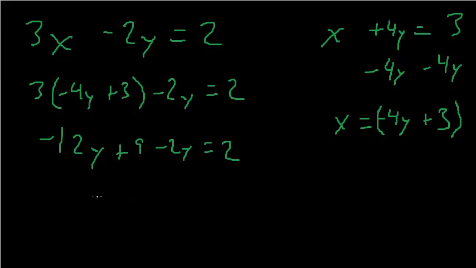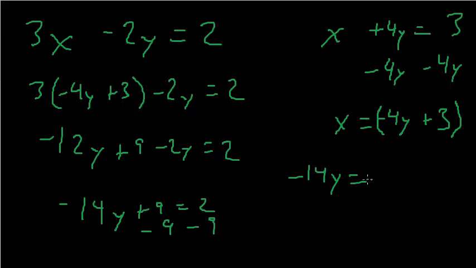I can combine my like terms. Negative 14y plus 9 is equal to 2. Then I can subtract 9 from both sides. I'm going to move it over here. I have negative 14y is equal to a negative 7. Divide both sides by negative 14. And I have y is equal to a positive 1/2.